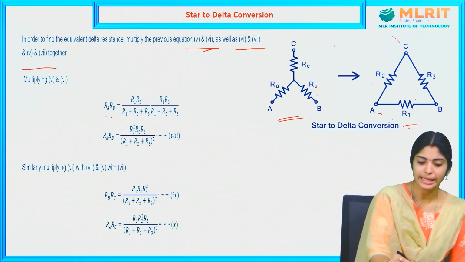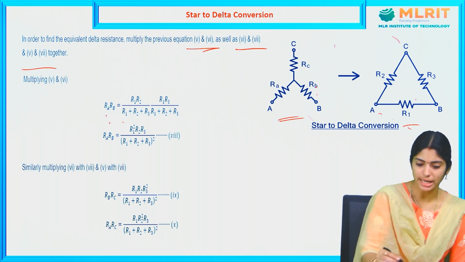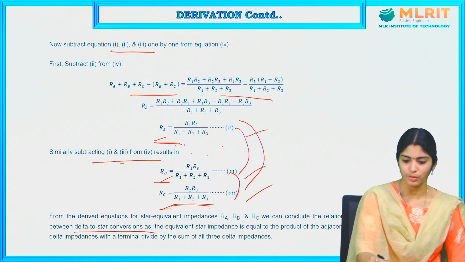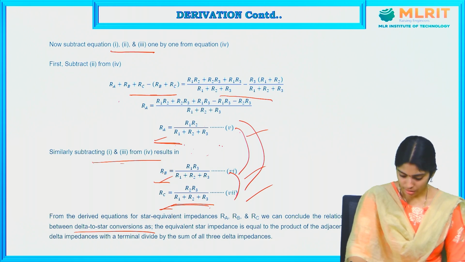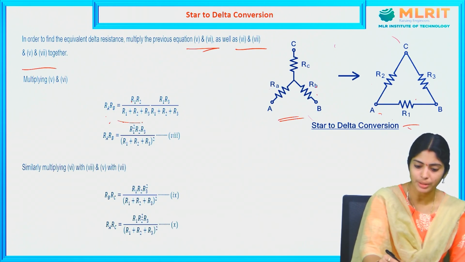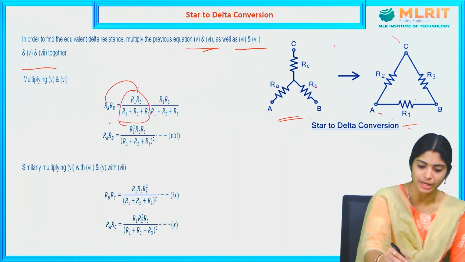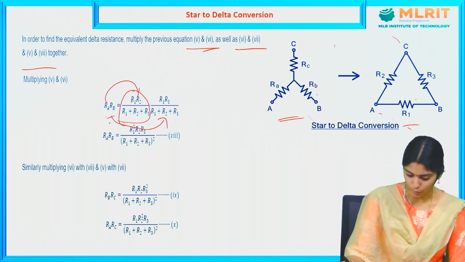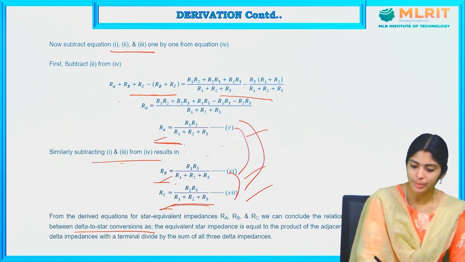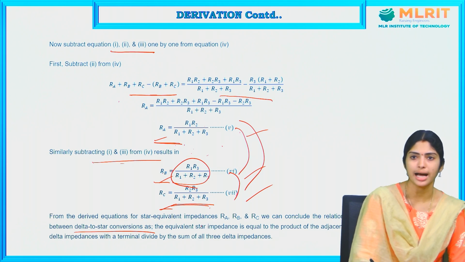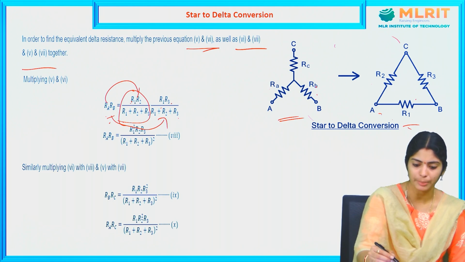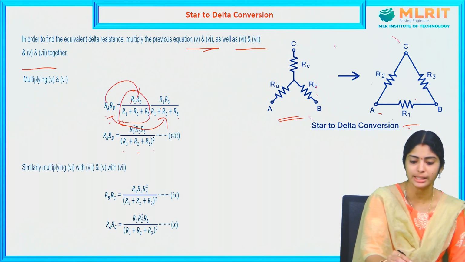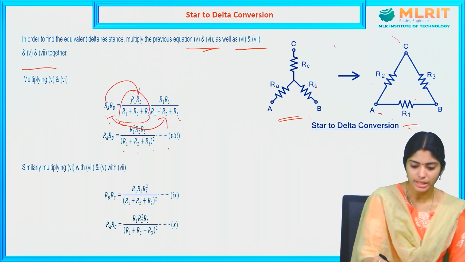So RA into RB is equals to, what is the RA value? We have to see here. RA is R1 R2 by R1 plus R2 plus R3. Up to here, this is the RA value. Substitute the RB value here. What is the RB value? RB means R1 R3 by R1 plus R2 plus R3. Substitute the value here and multiply these two values. So we get R1 square R2 R3 by R1 plus R2 plus R3 whole square. So this is equation 8.